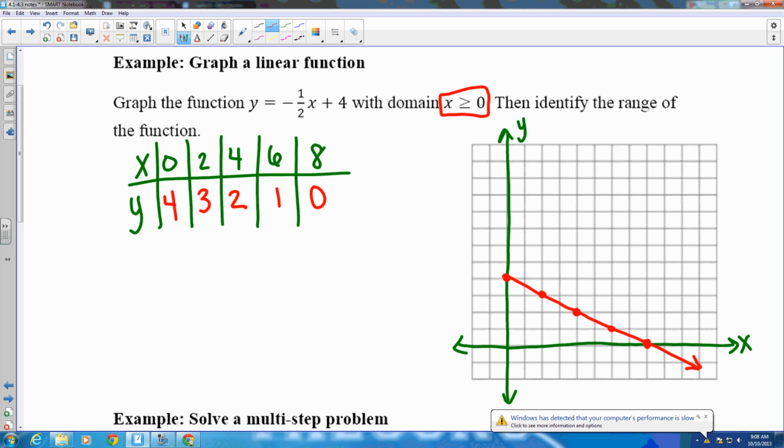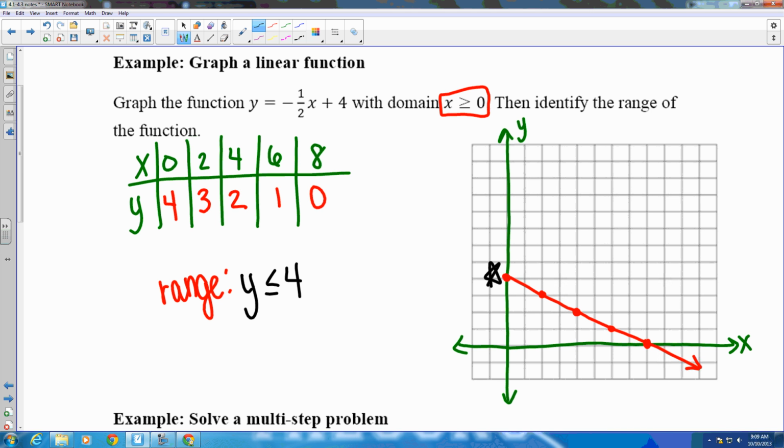And I have to figure out what the range is. Remember that the range corresponds to the y values, so if you just wrote down 4, 3, 2, 1, 0, that's not going to be accurate because everyone could have picked different points. So we're going to look at what y values would satisfy this equation. Well, the arrow tells us that they go all the way down, but they don't go past this value right here, which is 4. So our range is only when y is less than or equal to 4.